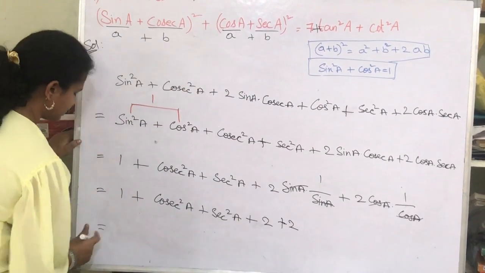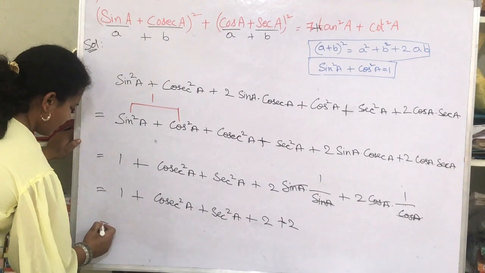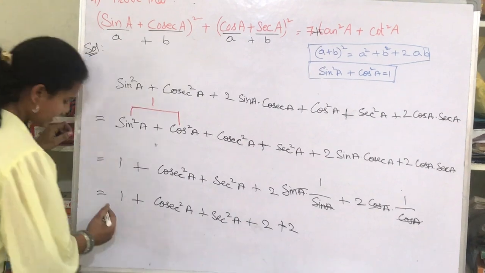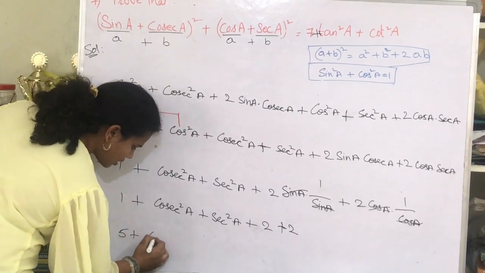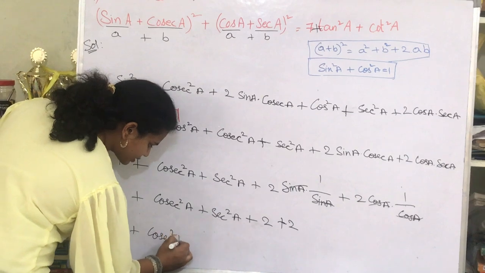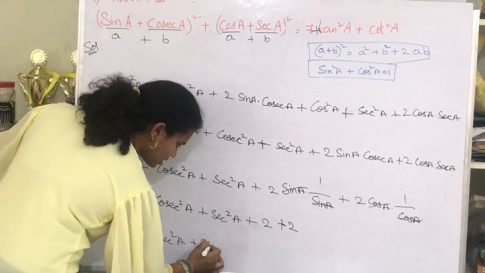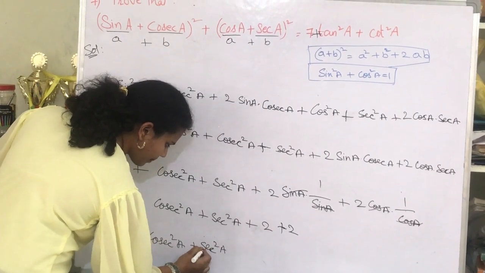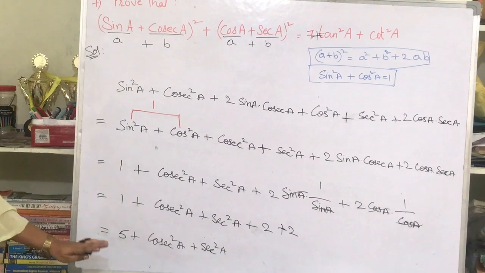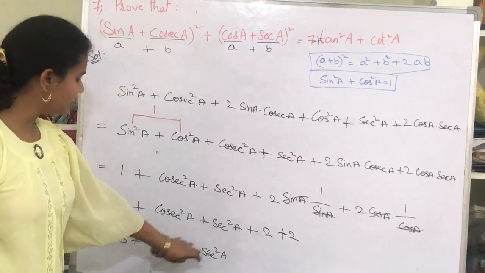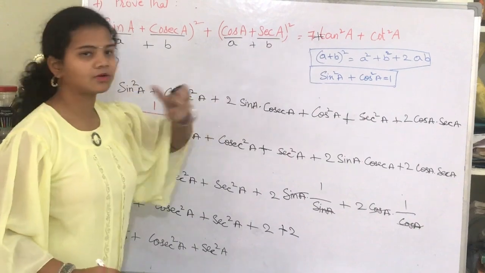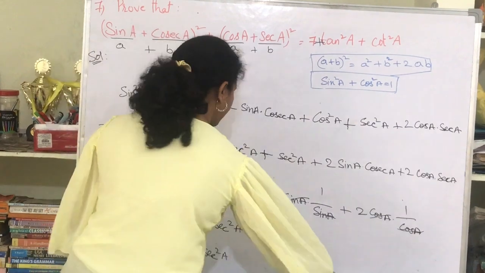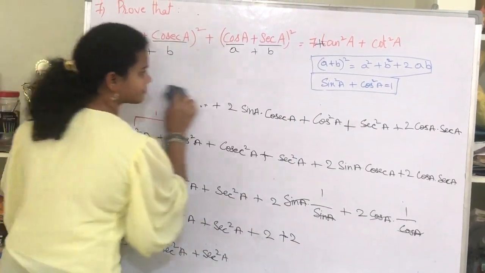Now the next step can be written as: 2 plus 2 gives 4, plus 1 gives 5, right? So here we can write 5 plus cosecant square A plus secant square A. Done. Now we got 5 plus cosecant square A plus secant square A, but they asked to prove 7 plus tan square A plus cot square A. Still we haven't got the correct one yet.